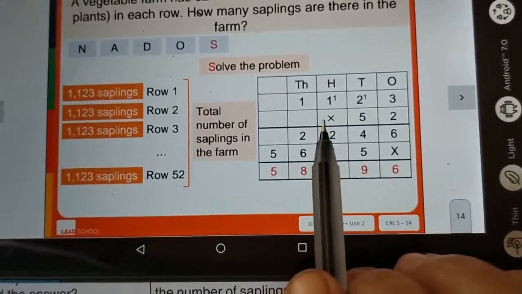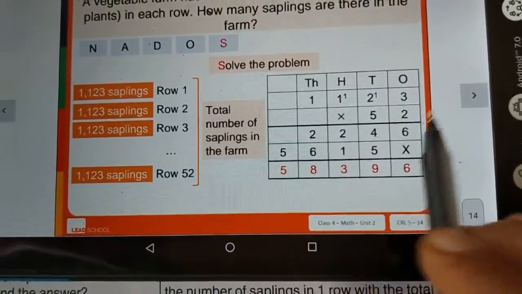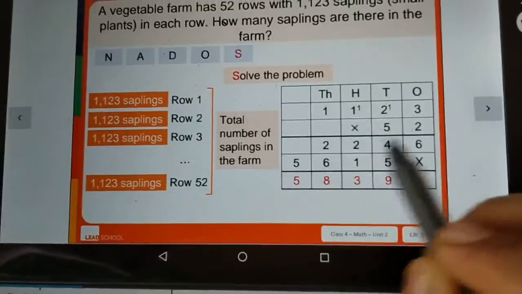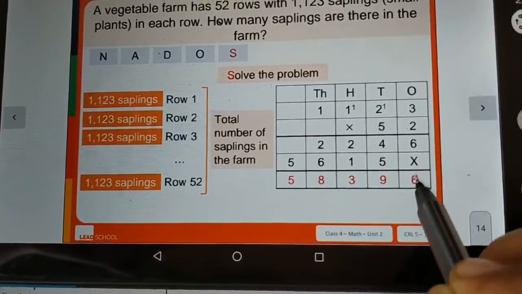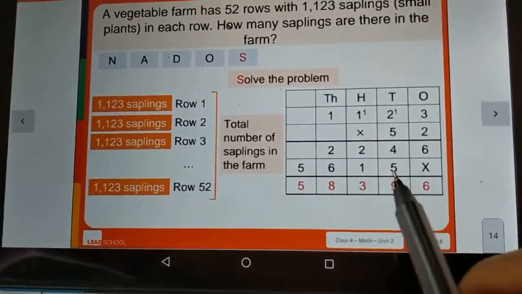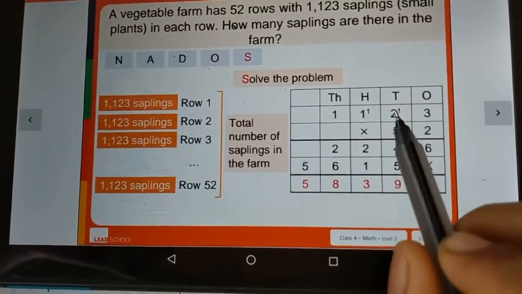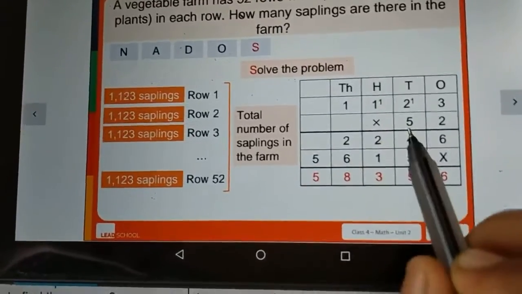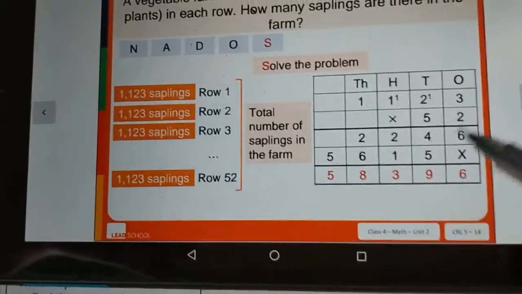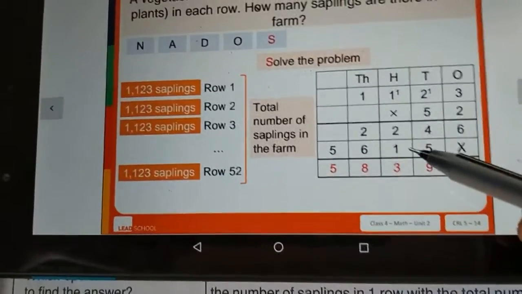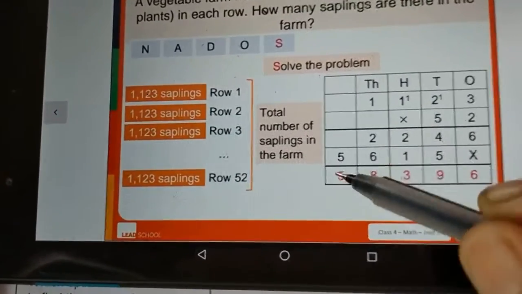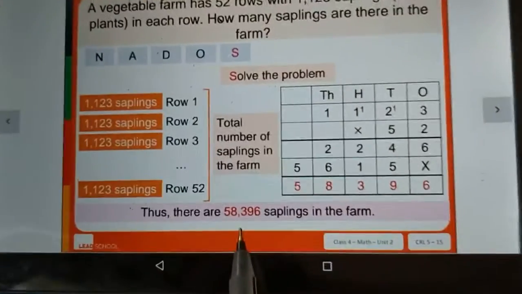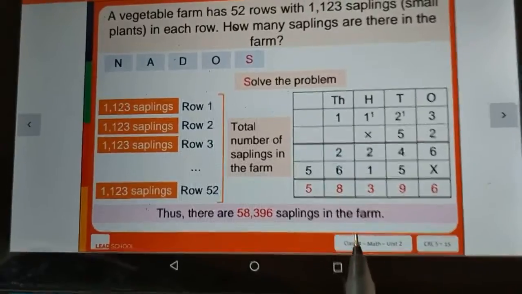Now in the last step, the solution. 1123 multiplied by 52. 2 3s are 6, 2 2s are 4. We have to write here 4. 2 1s are 2, 2 1s are 2. Cross it out in the ones place. 5 3s are 15. Write here 5, 1 is a carry over. 5 2s are 10, 10 plus 1 is 11. Write here 1. 5 1s are 5, 5 plus 1 is 6. 6 as it is. 5 plus 4 is 9. 2 plus 1 is 3. 2 plus 6 is 8. 5 as it is. So students, our answer is 58,396 saplings in the farm.